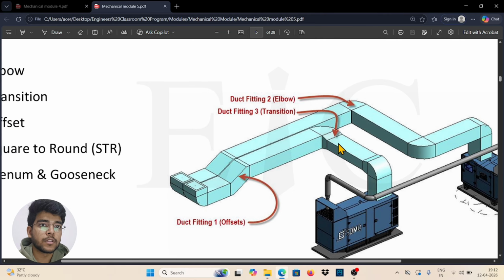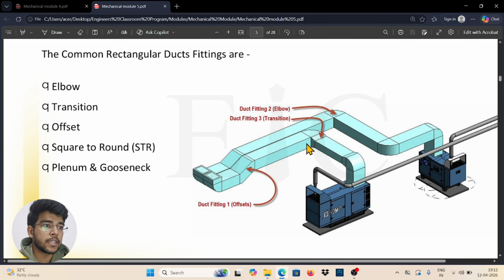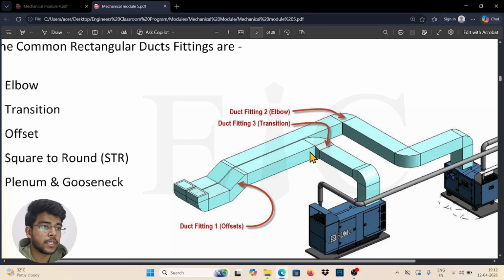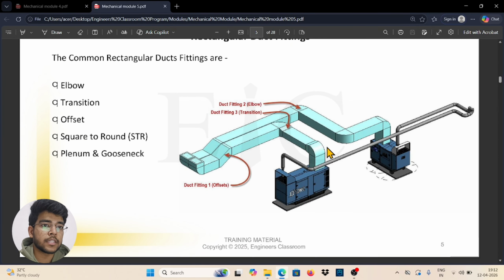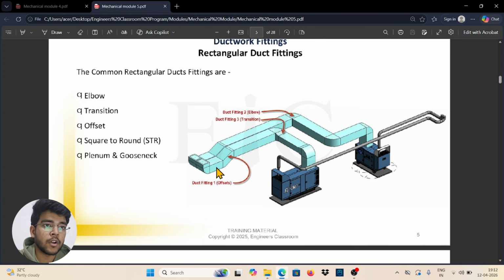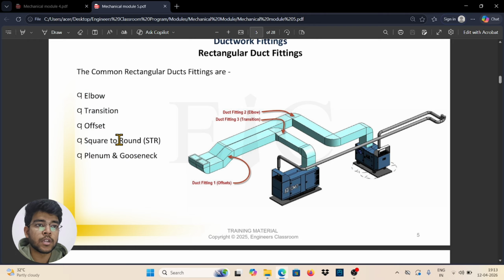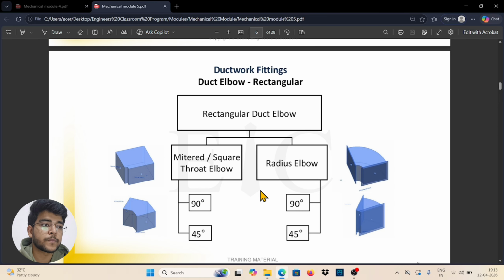You can also see a transition used here. This is used to connect two ducts of different sizes. Their sizes are different, so you can connect them with a transition. This is an offset, where you can see a slanting space. So several types of duct fitting are noted here: elbow, transition, offsets, square to round, called STR, plenum and gooseneck. You can see more further in the video.